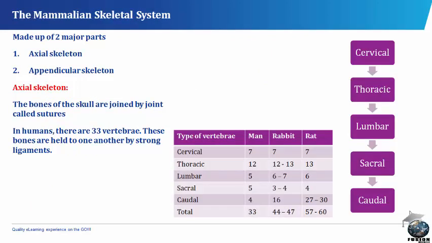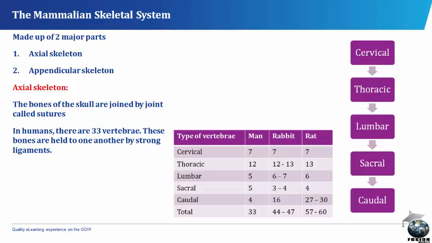The mammalian skeletal system. The mammalian skeletal system is made up of two major parts. These include 1. Axial skeleton and 2. Appendicular skeleton. The axial skeleton comprises the skull, the vertebral column or backbone, the ribs, and the sternum or breastbone.